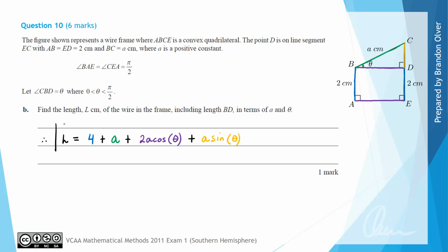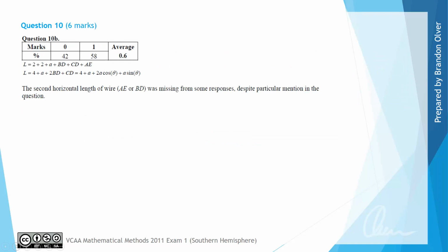So that is the length of the wireframe, which is in terms of A and theta. For part B of this question, 58% of students got the mark for that. And the main thing that went wrong is that the second horizontal length of the wire, AE or BD, was missing from some responses, despite the particular mention in the instructions of the question.